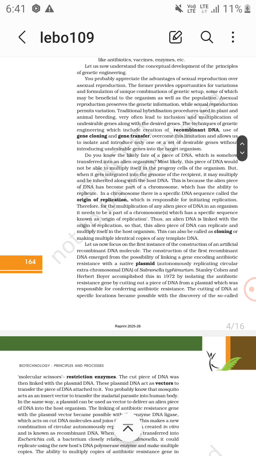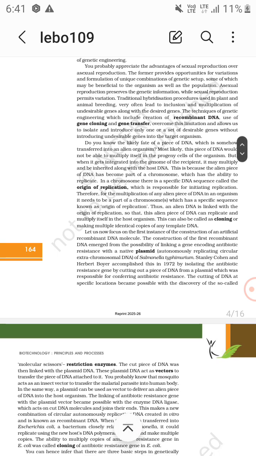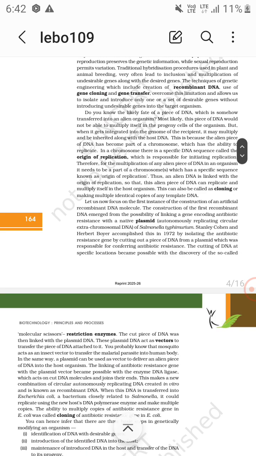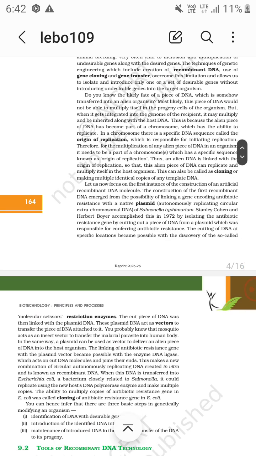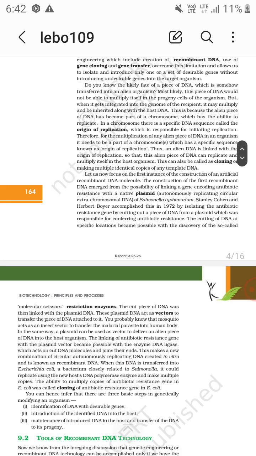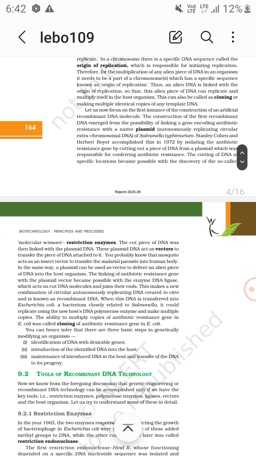And how was the first rDNA made? It was made using the native plasmid of Salmonella typhimurium, which is a bacteria, by Stanley Cohen and Herbert Boyer in 1972. They put the antibiotic resistant gene into it. That's it. Now this is possible.